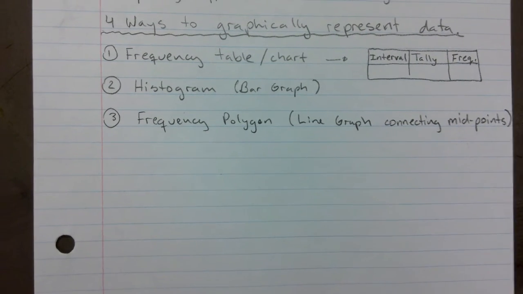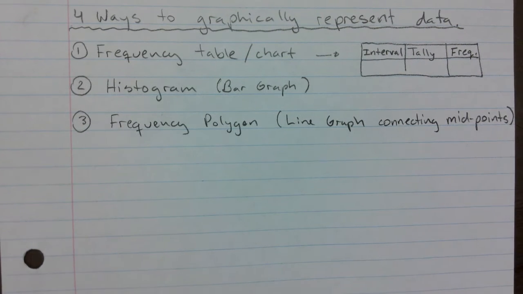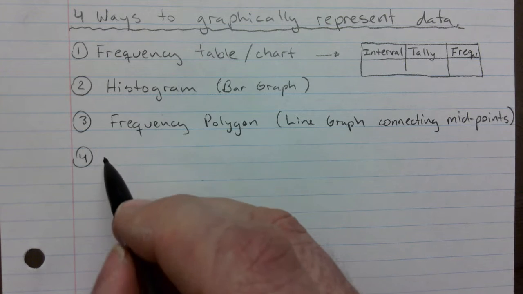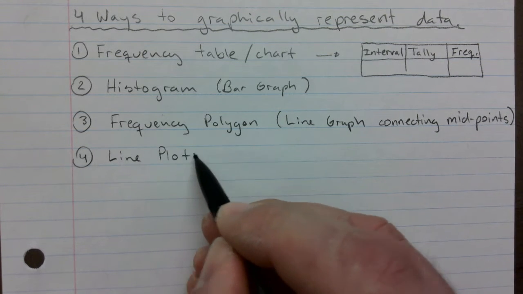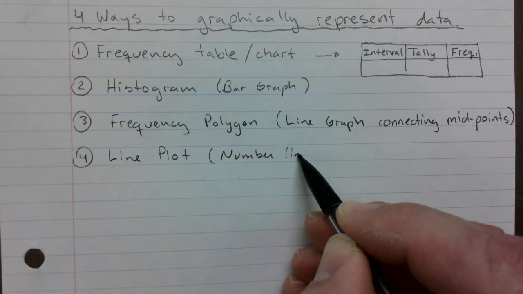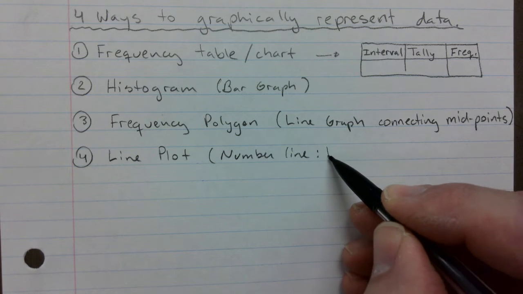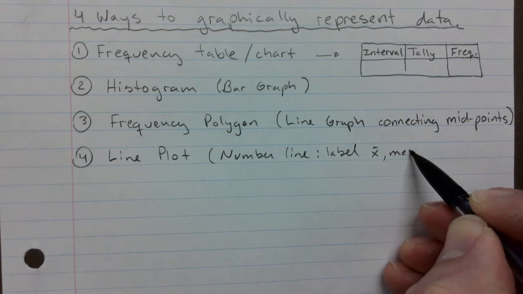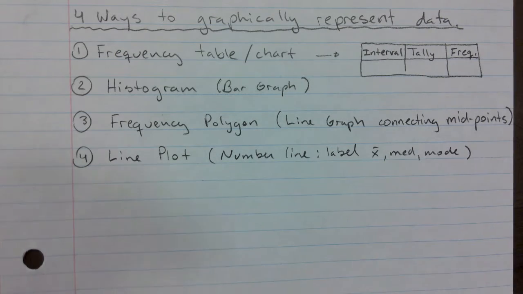Zoom in a little bit more. And the last one is what we already did, a line plot. You just have a number line. Label mean, median, and mode. I'll just write that down right away so you don't forget.